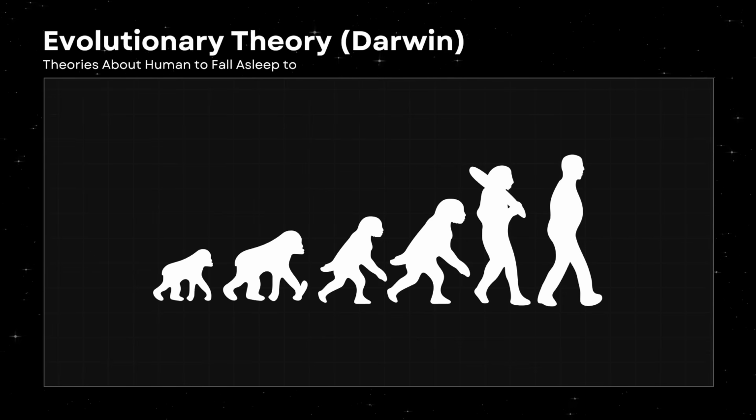Language likely played a key role as well. Speaking helps people share information, plan, and teach. Though we can't know when language began, changes in the throat, mouth, and brain suggest it may have started at least 100,000 years ago. People with clearer speech likely worked better in groups, giving them a better chance to survive and raise children. Over time, this may have led to more complex thinking and culture.